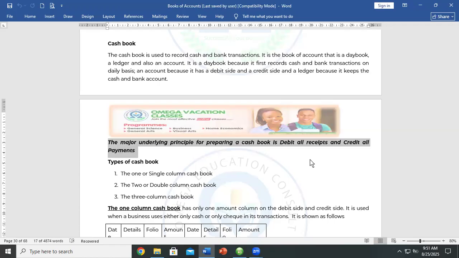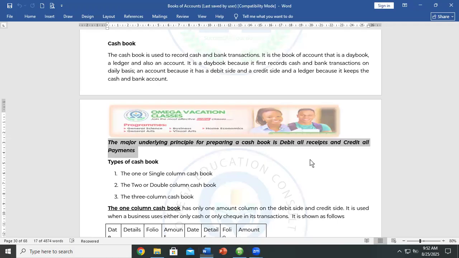So for example, sold goods for cash. What it means is that we have sold goods and we have received cash. What are we going to do to our cash? We would have to debit it because that's a receipt. The other scenario is, for example, purchase a building with check. So we are making a purchase, which means we are making a payment with check. And for that matter, we need to credit our cash. So that's the principle you always have to apply when you are preparing your cash book.